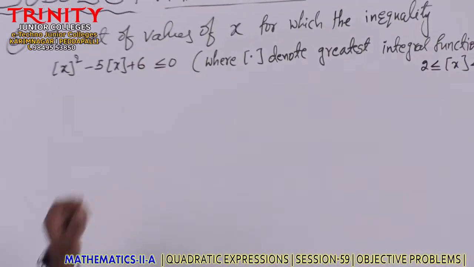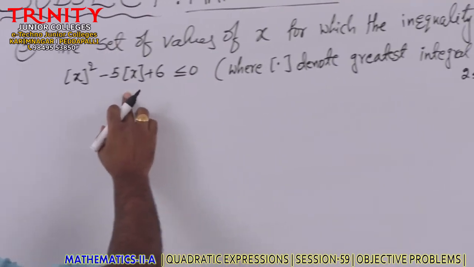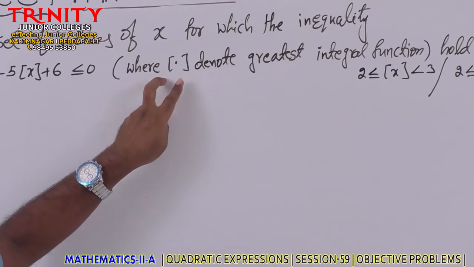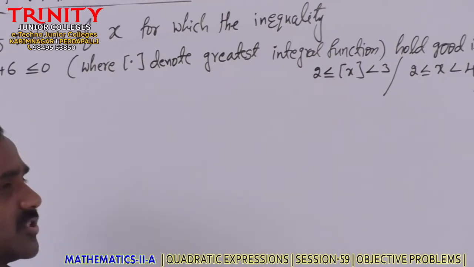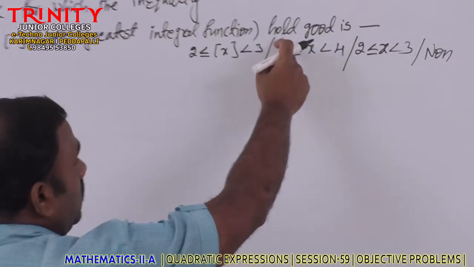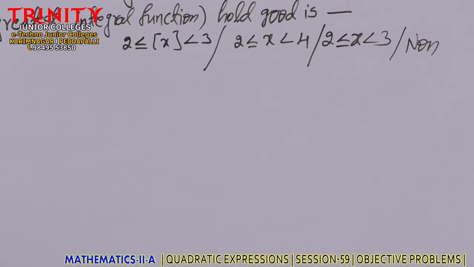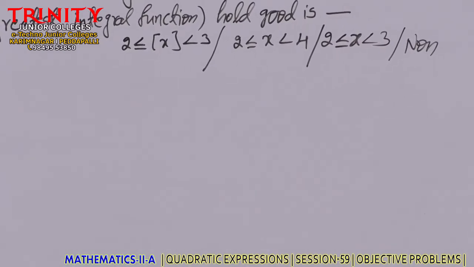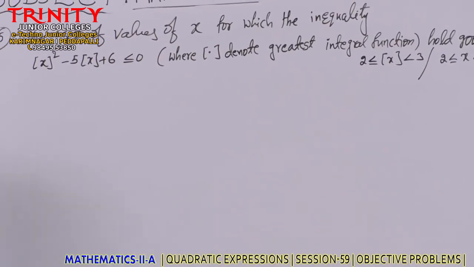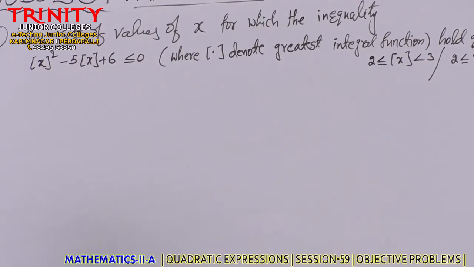The set of values of x for which the inequality [x] square minus 5 into [x] plus 6 is less than or equal to 0, where this bracket denotes the greatest integer function, holds good for. I gave you the options. Why I gave the options, we'll discuss later. The set of values of x for which the inequality holds good, means the values of x, he was asking, where this bracket x denotes the greatest integer function.